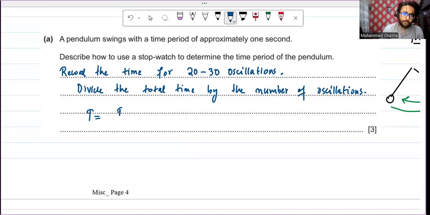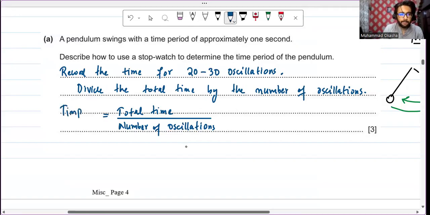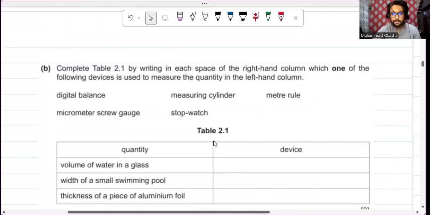Time period would be equal to total time divided by number of oscillations, and this will give you the time period. I can write it as time period. By time period, I mean the time for one oscillation. Time period is equal to total time divided by number of oscillations.